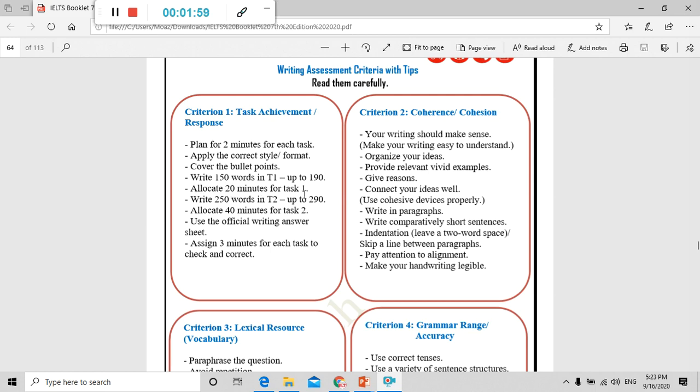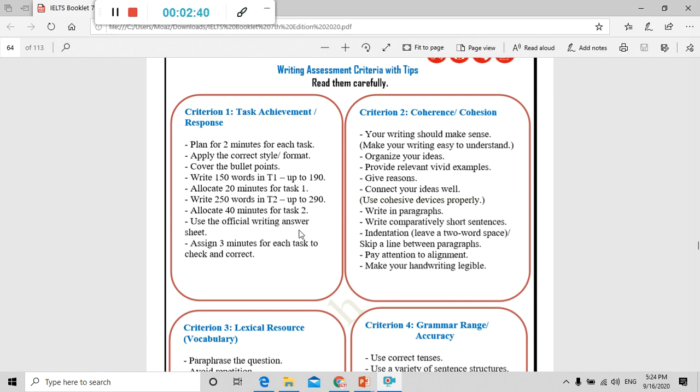Allocate 20 minutes for task 1. So don't give task 1 more than 20 minutes because we need to take about 40 minutes for task 2. Write 250 words in task 2 up to 290. Don't write more than 290 because the examiner will feel it's boring and you will confuse him. So try to write between 250 and 290. Allocate 40 minutes, as I said, for task 2.